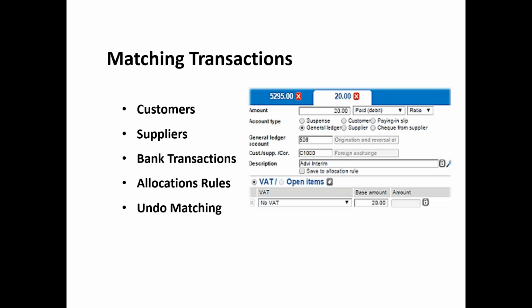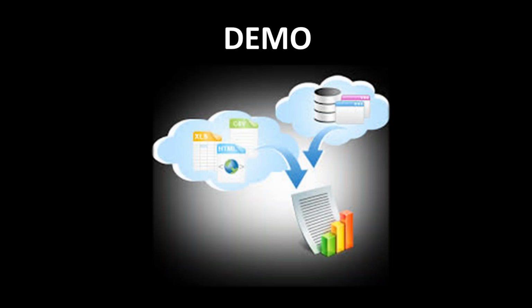So what type of transactions will we be looking at today? Matching customer and supplier transactions, how we match bank transactions, looking at our allocation rules, and also, if you've matched something, how do I undo that matching? Okay, so we're going to start by going through a demo presentation.